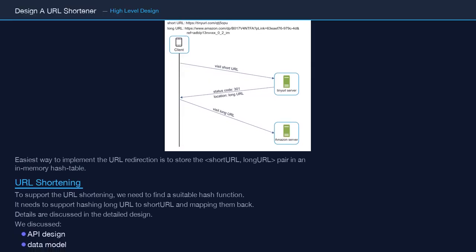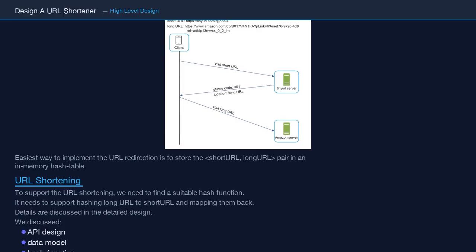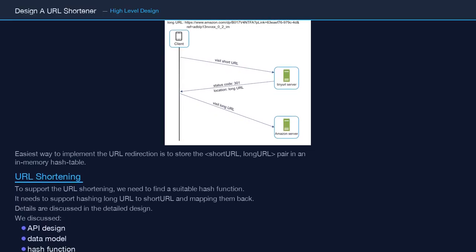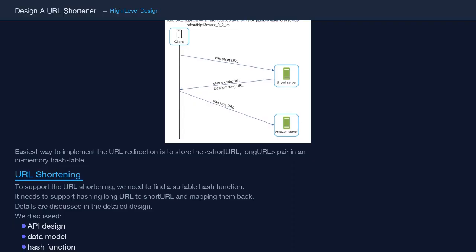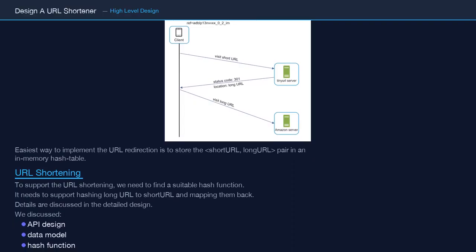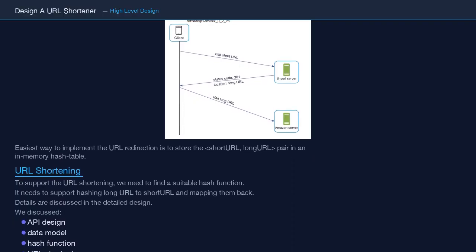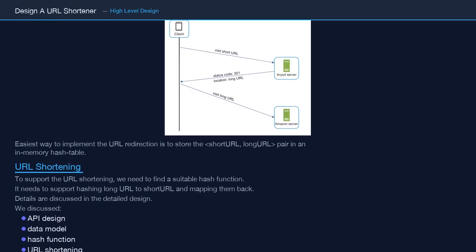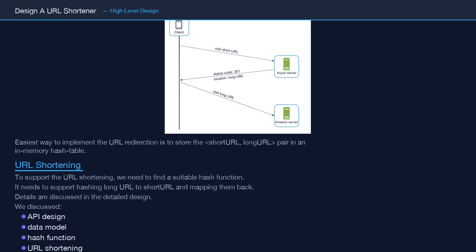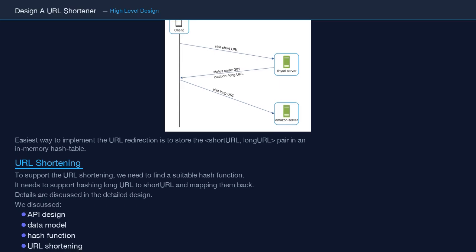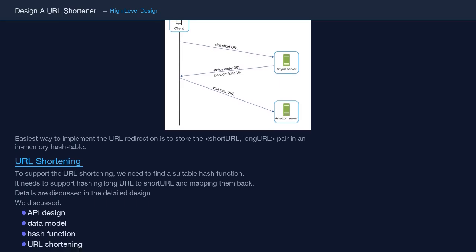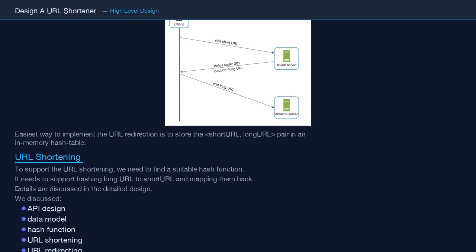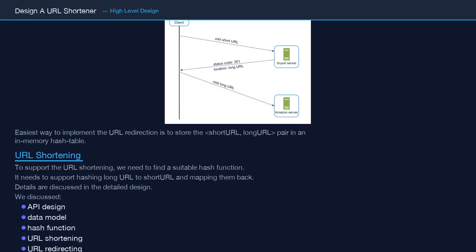Next, URL shortening. To support this, we need to find a suitable hash function. The hash function has to do 2 things: take a long URL and map it to a short URL, and then be able to map that short URL back to the original. Choosing the right hash function matters a lot here. It affects uniqueness, length of the generated short URL, and how efficiently we can handle collisions. The specifics of how we design and evaluate that hash function will be covered in the detailed design section.